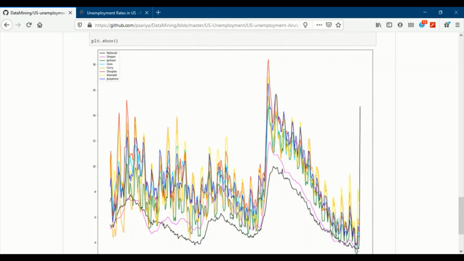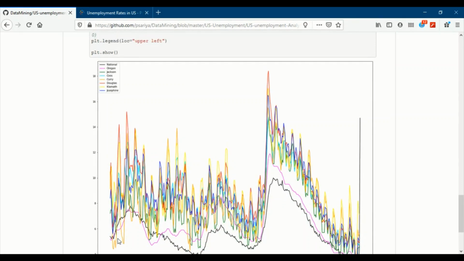So this is what the data looks like. We see that the national average was always lower than the state average. And the other thing that we notice is the 6 counties that we selected usually always had their unemployment rate higher than the national average and the state average.